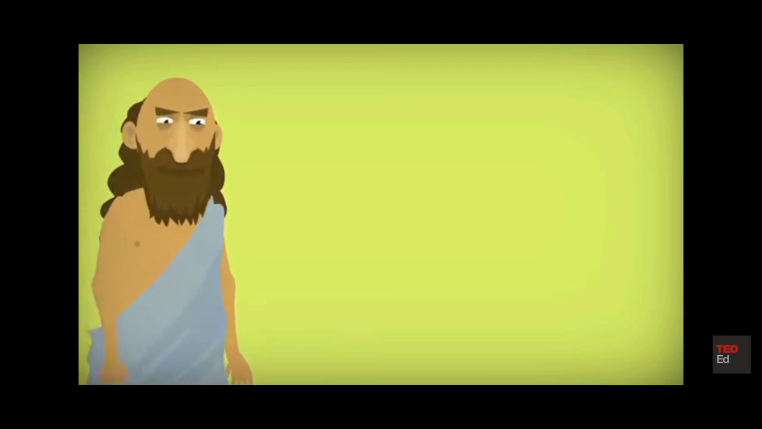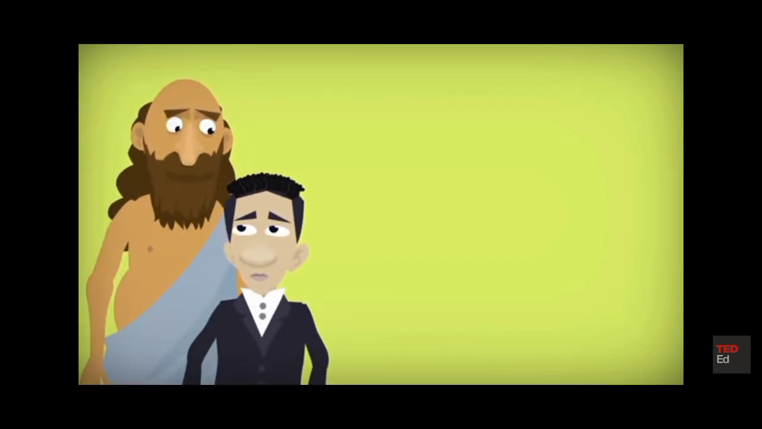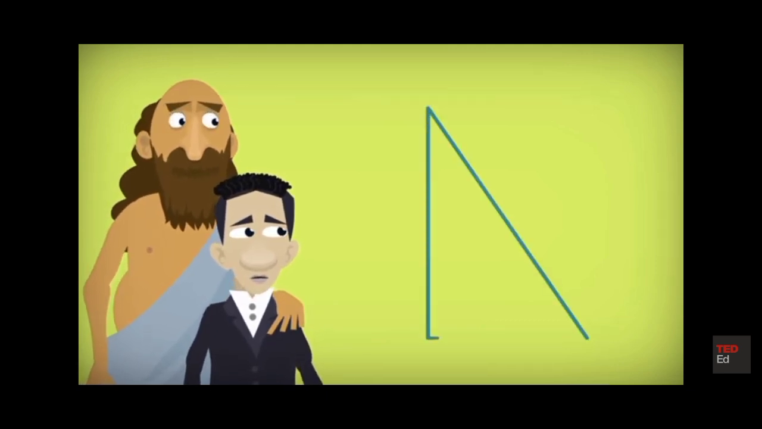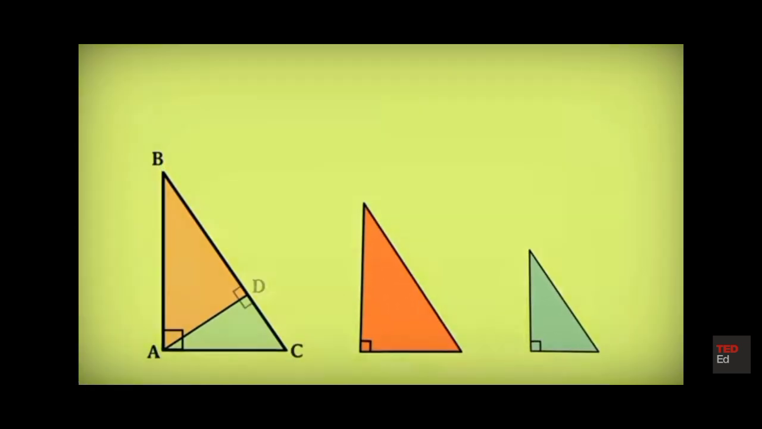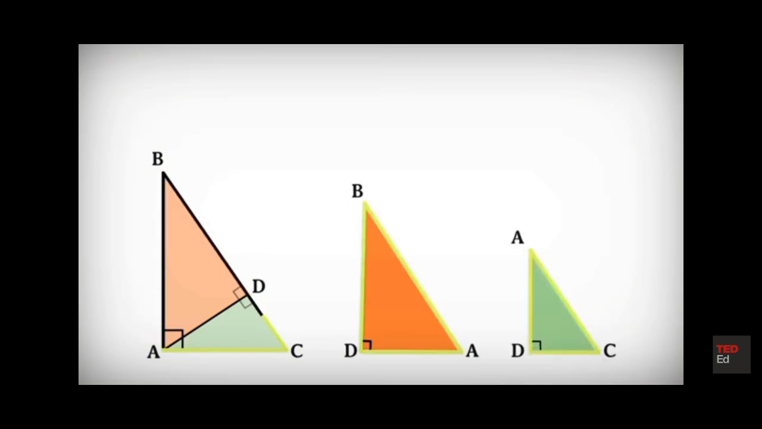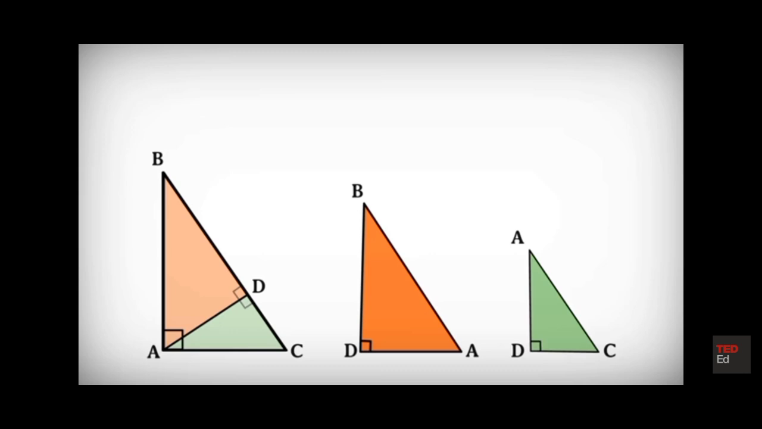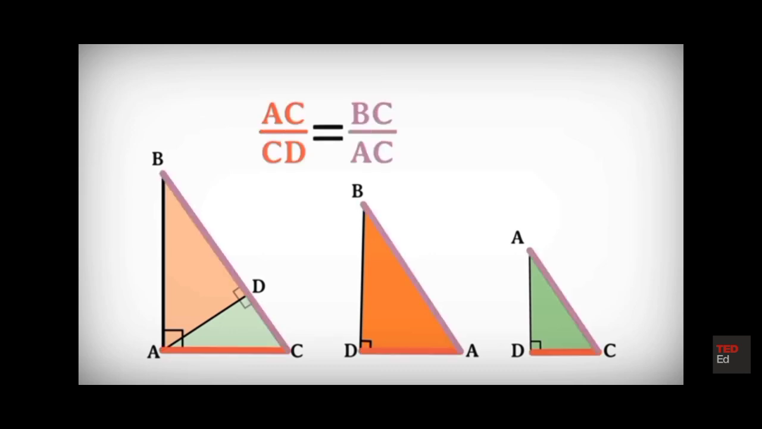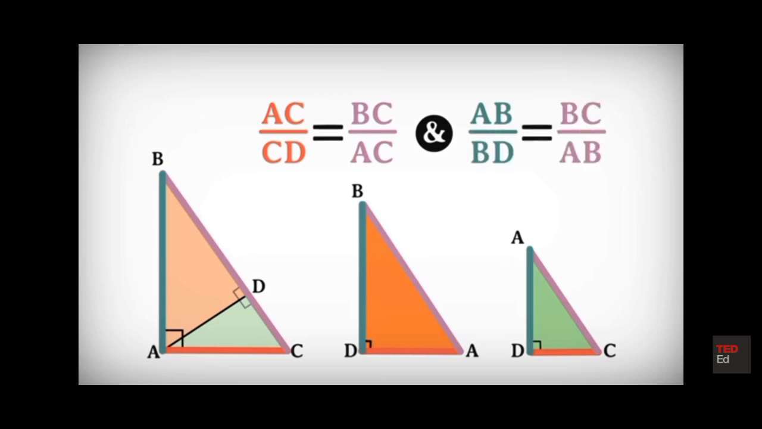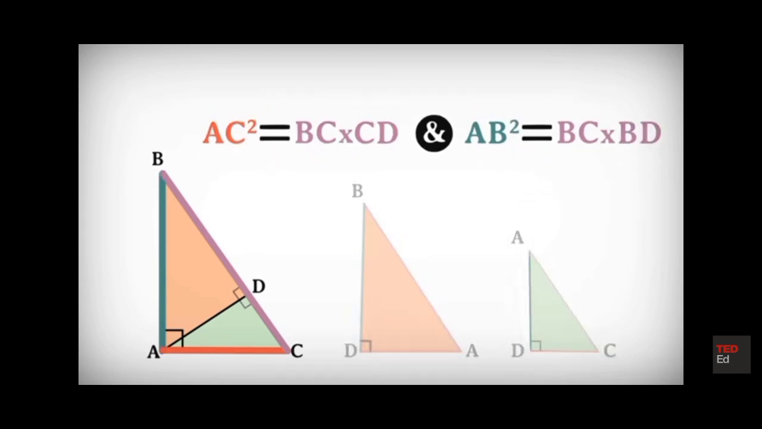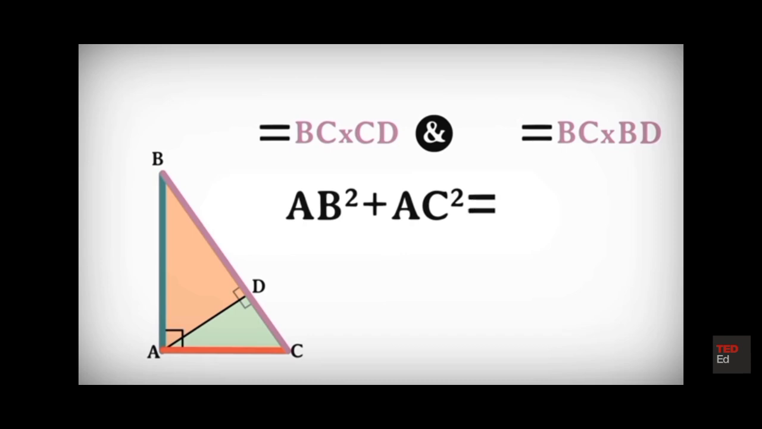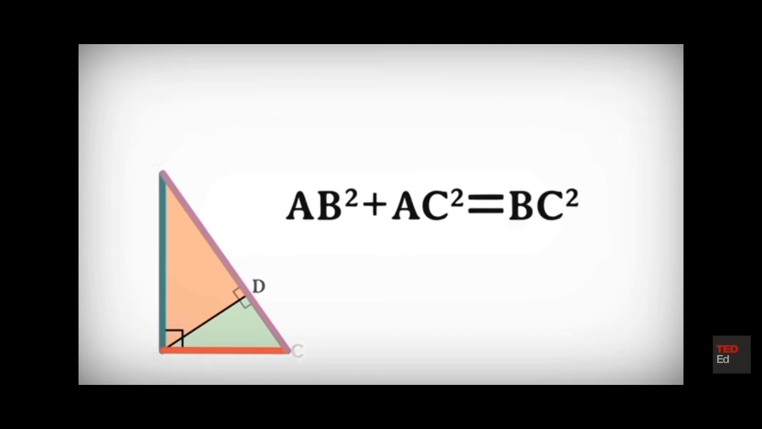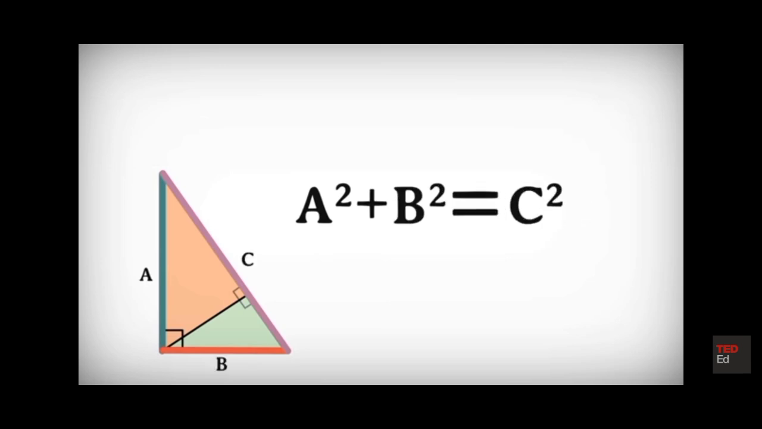Another proof comes from a fellow Greek mathematician, Euclid, and was also stumbled upon almost 2,000 years later by 12-year-old Einstein. This proof divides one right triangle into two others and uses the principle that if the corresponding angles of two triangles are the same, the ratio of their sides is the same too. So for these three similar triangles, you can write these expressions for their sides. Next, rearrange the terms. And finally, add the two equations together and simplify to get AB squared plus AC squared equals BC squared, or A squared plus B squared equals C squared.